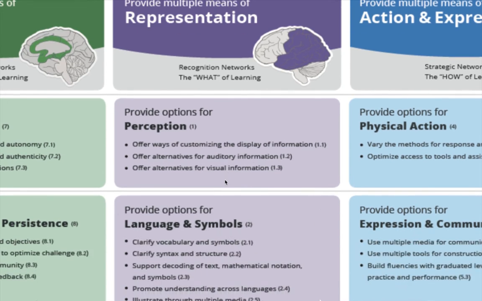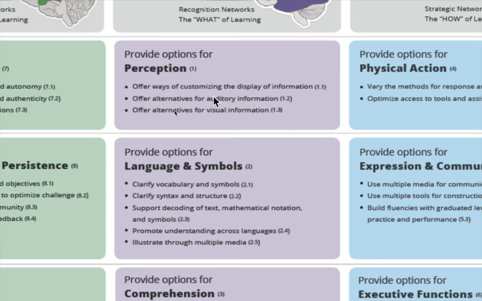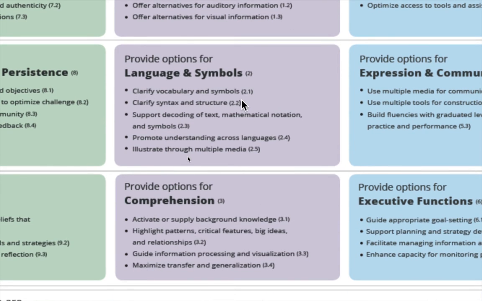When it comes to representation, a lot of these are perception, like the auditory or the auditory and visual, customizing the display. Can they make the text larger? Can they make it smaller? Can they change the color of the text? Can they choose whether they watch it in a video or read it? Clarifying vocabulary and symbols, especially when we're talking about text, mathematical notation, and understanding across multiple languages. Illustrating through multiple media, so videos, audio, pictures, cartoons. And then comprehension, highlighting the critical features and the connections.